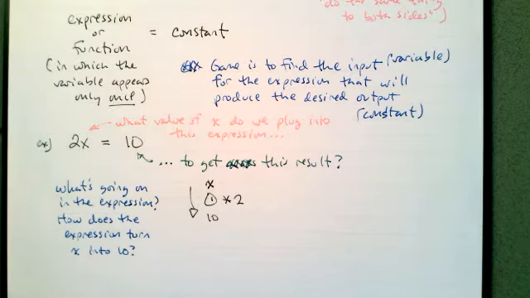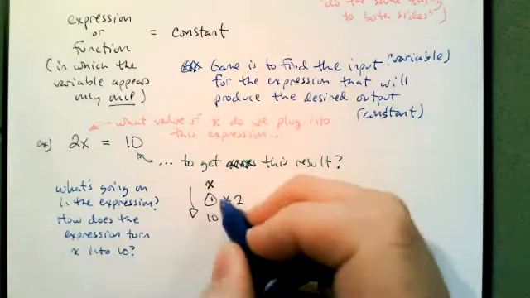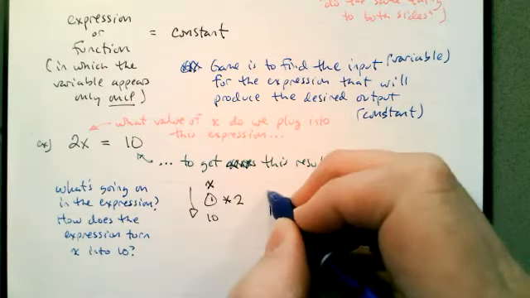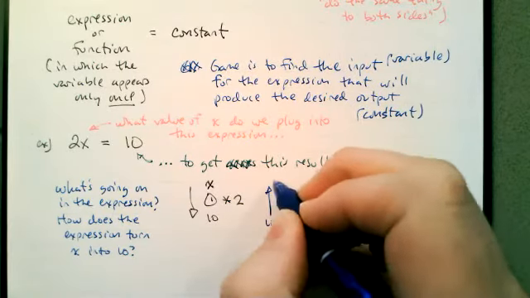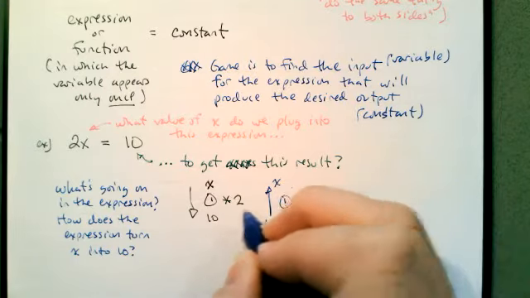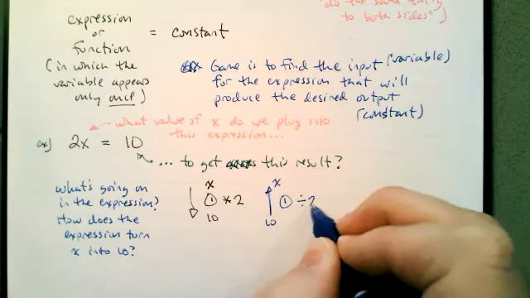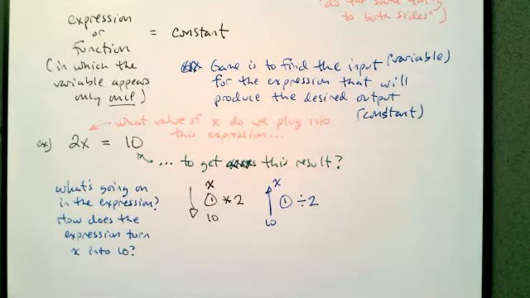So to turn a 10 back into an x, we're going to perform inverse operations in reverse order. This is the weird shorthand we developed for reading expressions, and now we're going to use it to read expressions backwards. To turn 10 back into x, we're going to do the inverse operation in reverse order. We're going to divide by 2. That tells us what to do. Take the 10 divided by 2. 10 divided by 2 is 5.